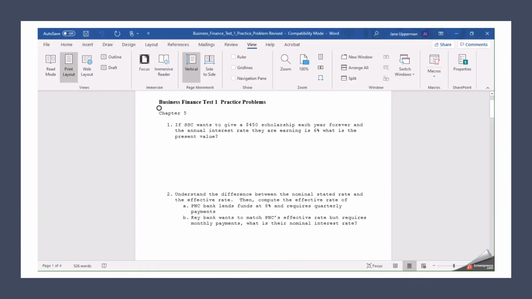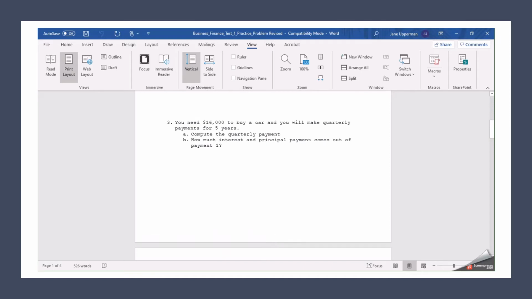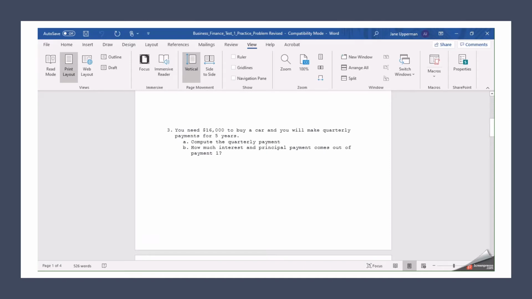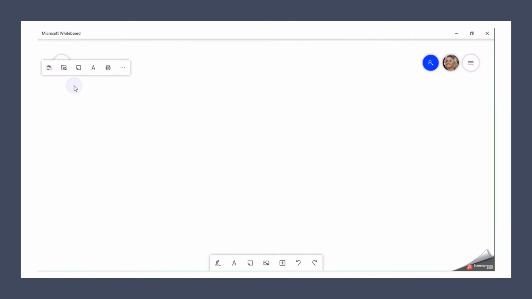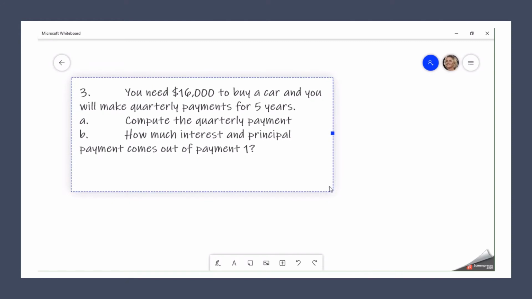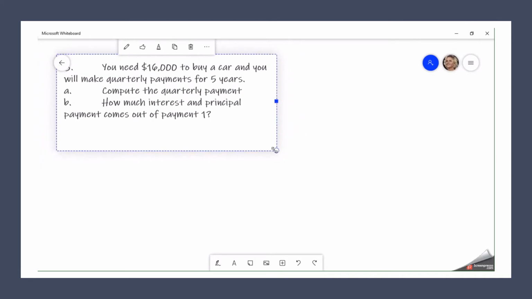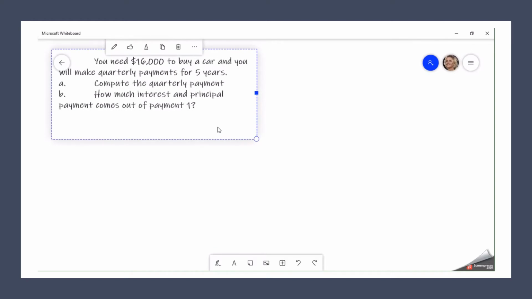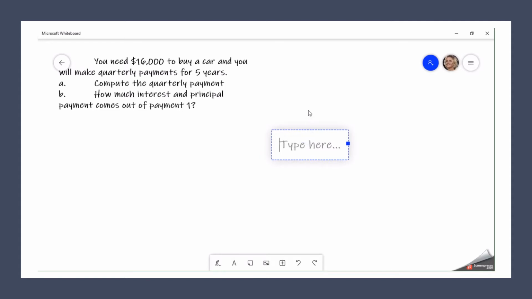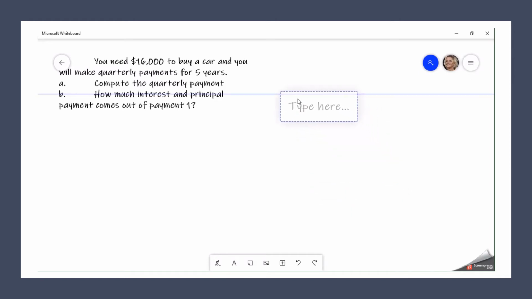Let me move over here and get to our next 2. I'll just do one at a time. So you need $16,000 to buy a car, and you're going to make quarterly payments for 5 years. So compute that payment and then how much principal and interest comes out of the first payment. I'll put in a text box here so I've got plenty of space.